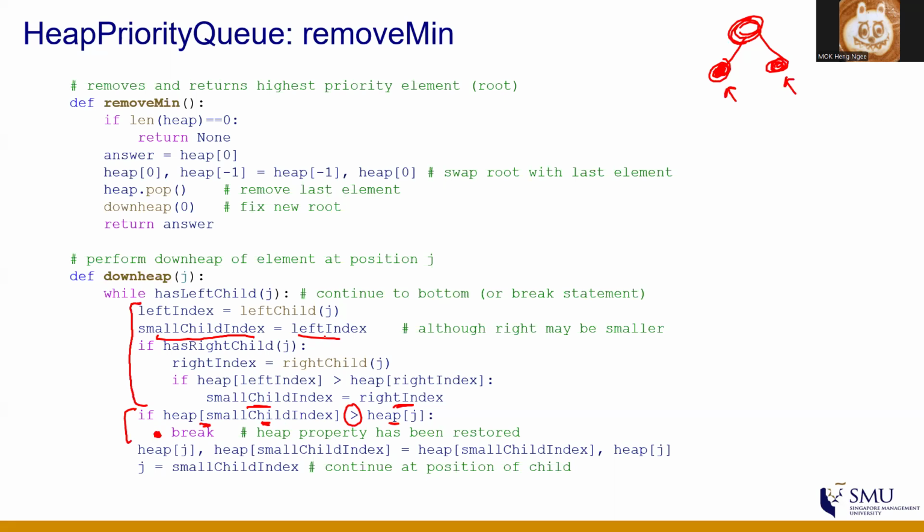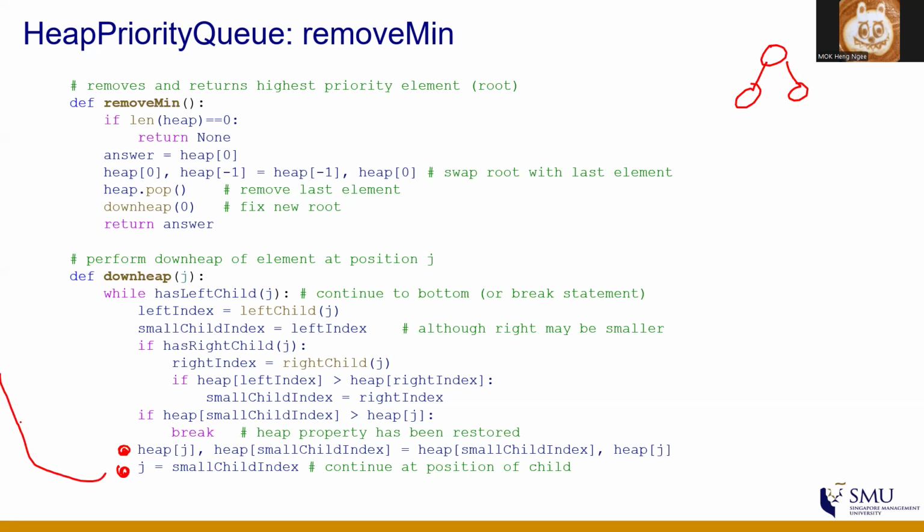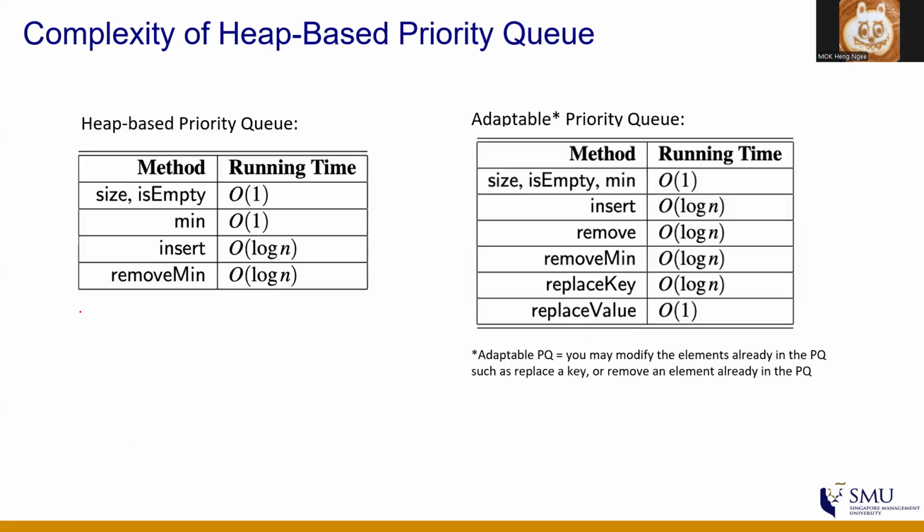On the other hand, if the parent is bigger than the small child, whichever the smaller child is, left or right one, I will perform a swap. This statement does the swap. I swap the parent with that small child. Okay, and then J is the small child, and I repeat the while loop. Okay, I hope this is easy to understand.